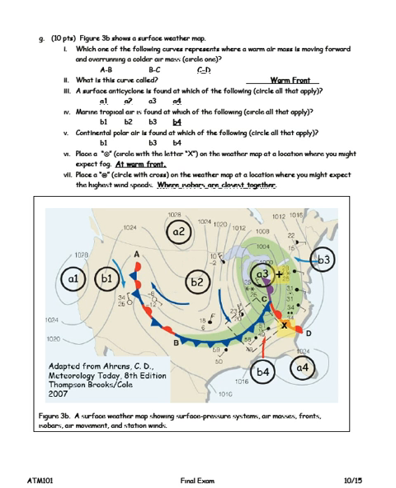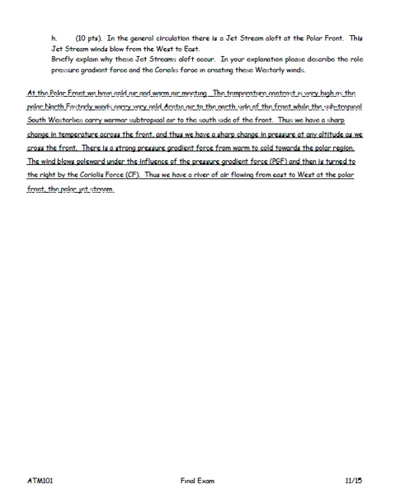And so we turn to the last part of H in the problem. In the general circulation there is a jet stream aloft at the polar front. This jet stream winds blow from west to east. Briefly explain why these jet streams aloft occur. In your explanation, describe the role of pressure gradient force and the Coriolis force in creating these westerly winds.